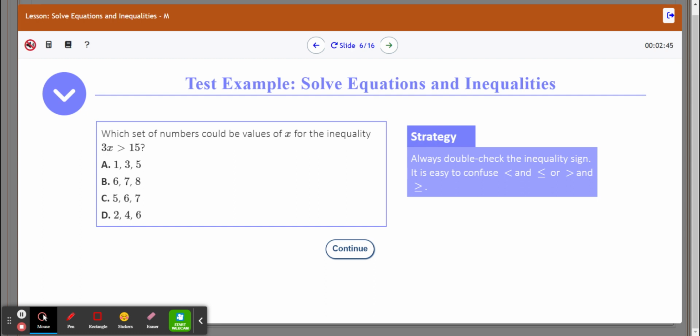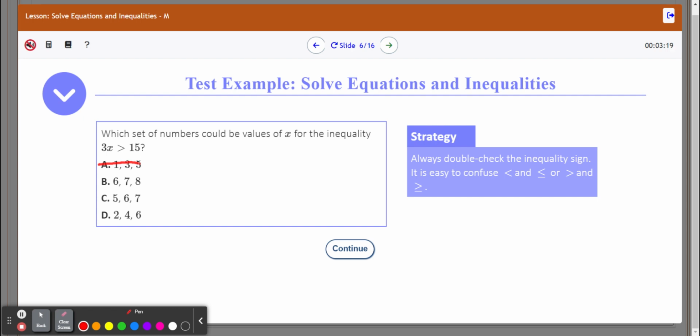Which set of numbers could be the values of x for the inequality 3x greater than 15? Notice that it says greater than, not greater than or equal to 15, just greater than. So start plugging in your numbers to see if these work out. Let's look at A. So it says 3x greater than 15. So let's plug in 1 for x. If you plug in 1 for x, it says 3 times 1 is greater than 15. Now, 3 times 1 is 3. That is not greater than 15. So A is not an answer. All right, we can already tell A is not an answer.